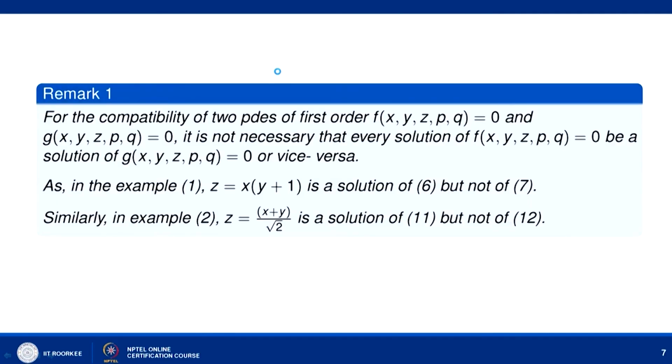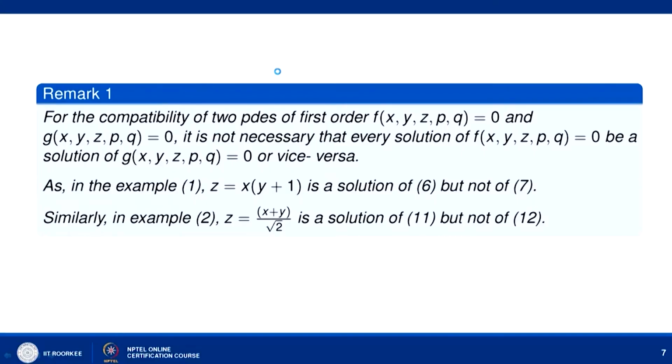Now here we wanted to give one very important remark, because what we have given as a definition of compatible system is that every solution of the first PDE is a solution of the second PDE and vice versa. But in both the examples which we have discussed, this is not happening. In fact, if you look at the first problem, we can verify this.